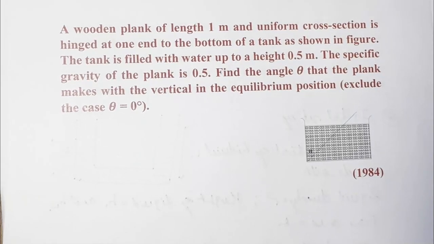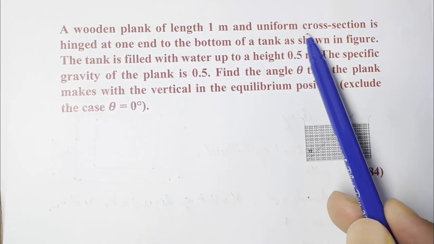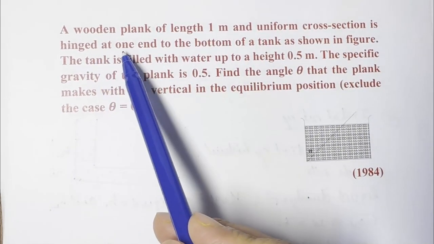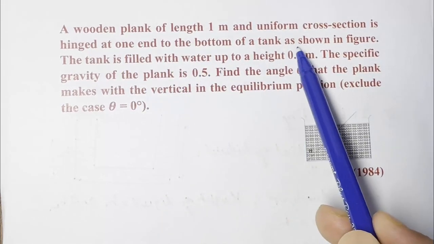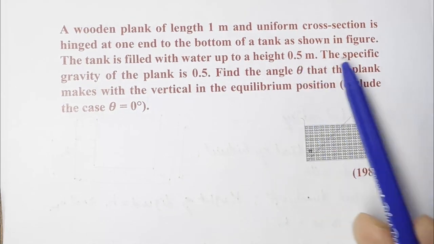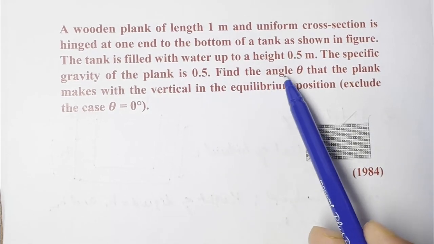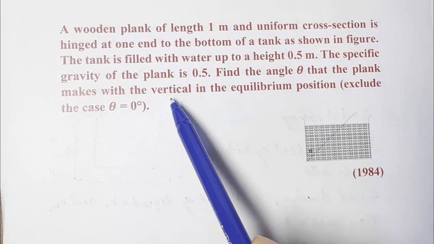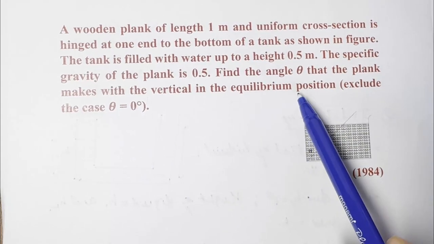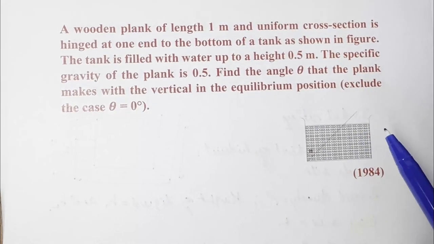Hello friends, in today's question, a wooden plank of length 1 meter and uniform cross section is hinged at one end to the bottom of the tank as shown in figure. The tank is filled with water up to the height of 0.5 meter. The specific gravity of plank is 0.5. Find the angle theta that the plank makes with the vertical in the equilibrium position. Exclude the case theta is equal to 0 degree.